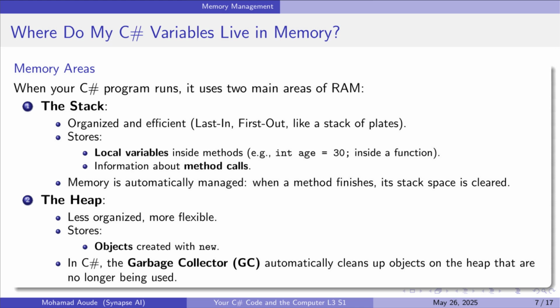When your C# program runs, it uses two main areas of RAM, the stack and the heap. The stack manages local variables and method calls in a last-in, first-out fashion. Memory is freed automatically when a method ends. The heap stores objects you create with the new keyword, and the garbage collector later reclaims memory when those objects are no longer referenced.